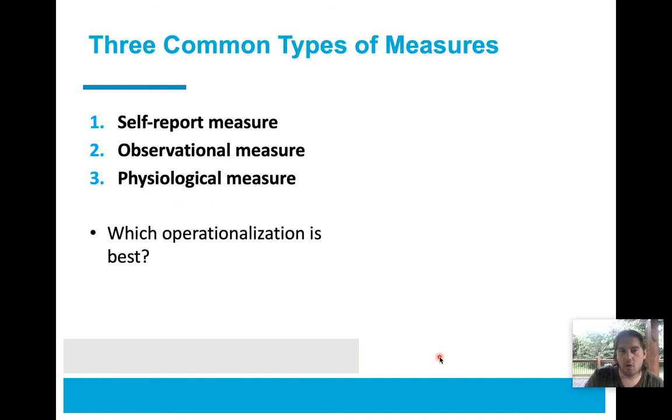Okay, so like we said before, there are 3 major common types of operationalizations in psychology. We're going to hash them out in a little bit more detail here. So you can have a self-report, an observational measure, or a physiological measure. That basically covers all, if not most, of the measurement types in the field of psychology.